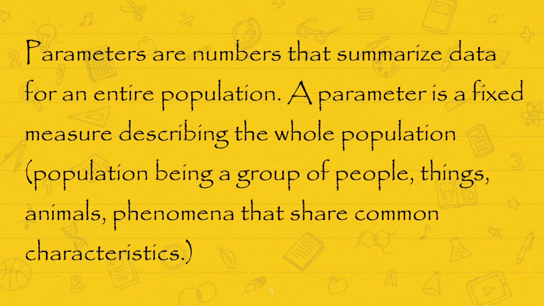Parameters are numbers that summarize data for an entire population. A parameter is a fixed measure describing the whole population. Population being a group of people, things, animals, phenomena that share common characteristics.